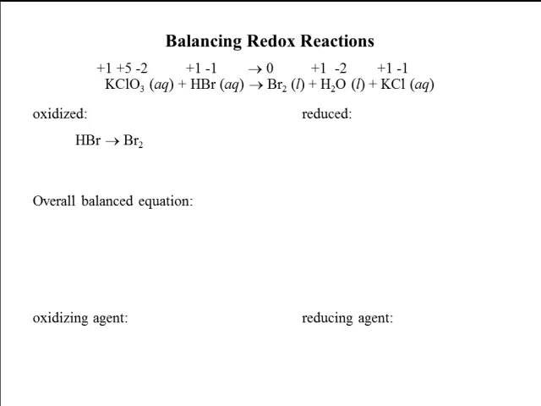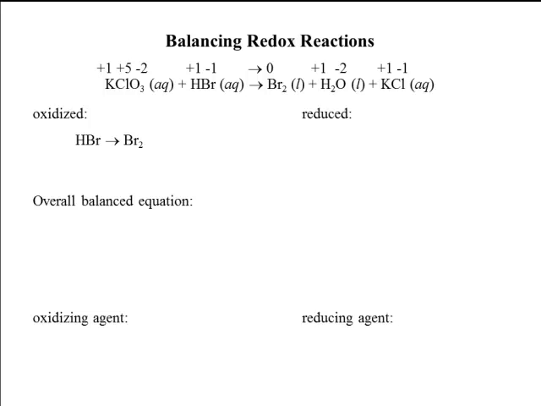Well, the bromine in my HBr is going from a -1 to a 0 in the Br2, so the bromine is being oxidized. Now in this example, I'm going to hold on to whatever's attached to that Br- instead of just writing Br-. Okay, so I'm going to hold on to that HBr as one entity. Let's balance this half reaction here.